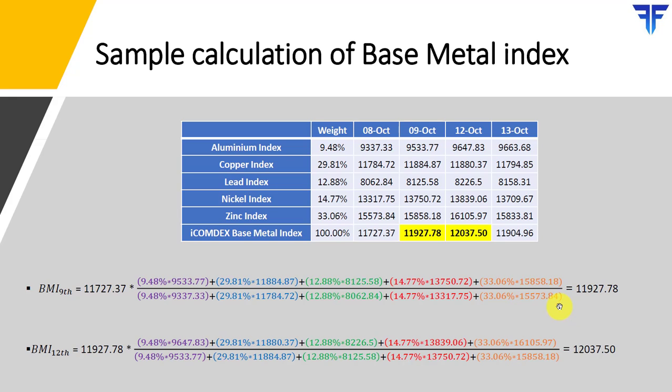If you closely observe the numerator, you will see that each colored expression is the product of the individual index value on 9th of October multiplied by the weight of the corresponding metal in the index. Each of these 5 products are then summed together. Similarly, if you closely observe the denominator, you will see that each colored expression is the product of the individual index value on 8th of October multiplied by the weight of the corresponding metal in the index. Each of these 5 products are then summed together. In a similar manner, we can calculate the value for 12th of October or for that matter any other period. The logic remains the same.